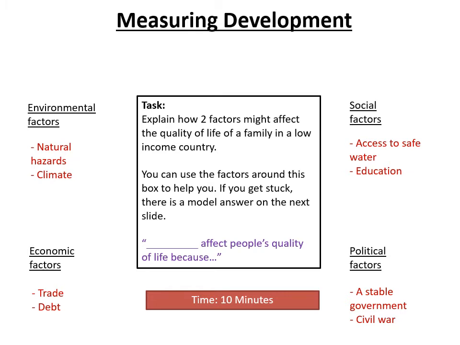So at the bottom there in purple is a sentence starter. Trade affects people's quality of life. Debt affects people's quality of life. Education affects people's quality of life, et cetera. Because, and that's where you write. Now, I'm going to flick to the next slide. I can't go back on slides, unfortunately. So you're going to need in a minute, once I've gone through the model answer, to come back to this slide, just rewind the video a little bit and pause on here to remind you of what to do. You can kind of flip between the two slides if you need to.